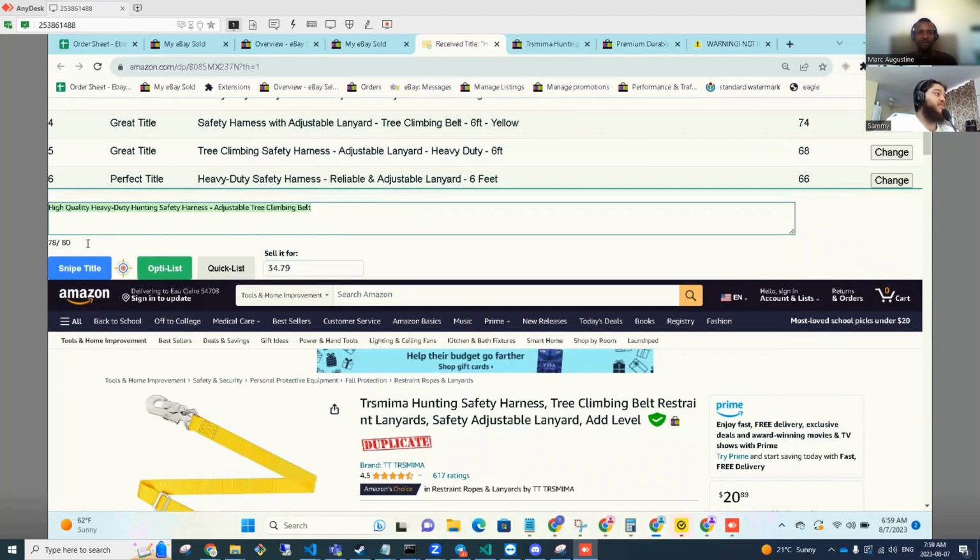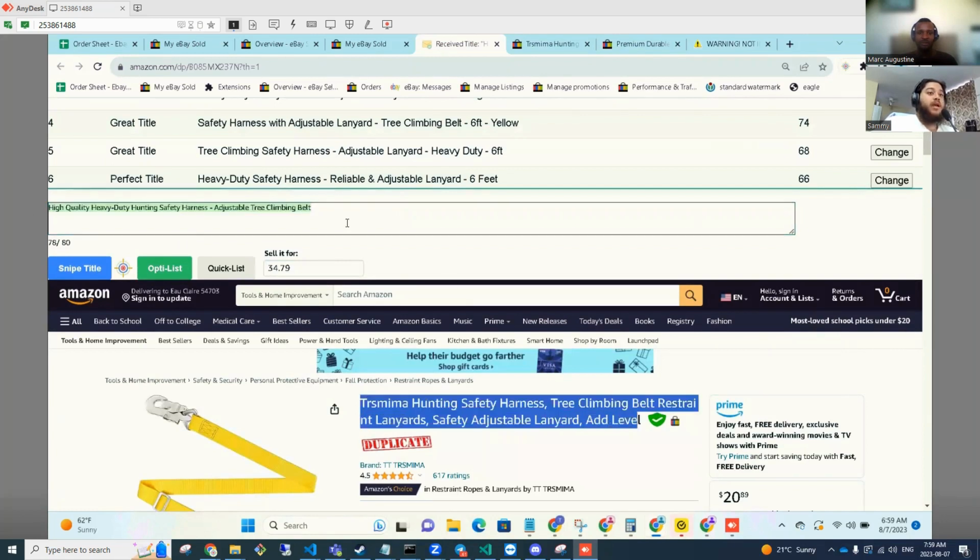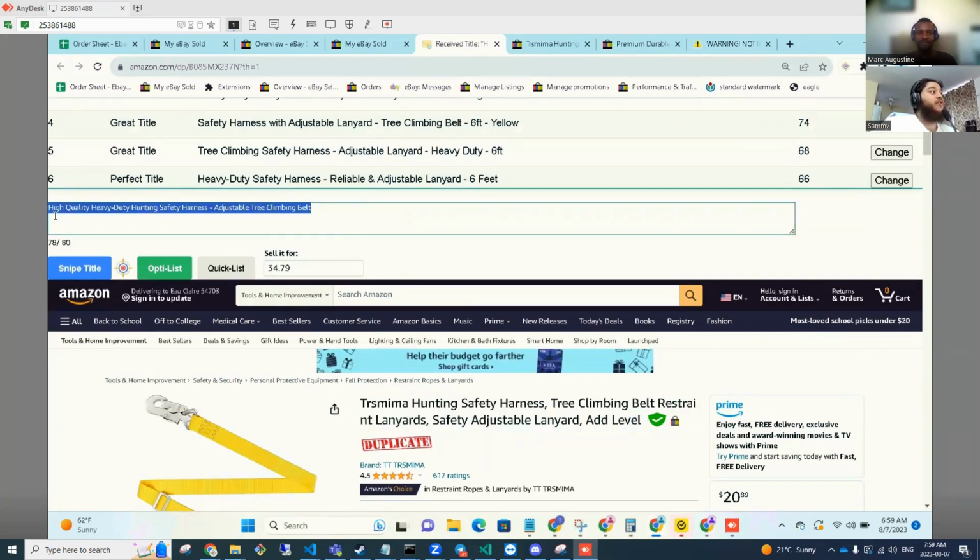It's 78 to 80 characters. High quality, heavy duty hunting safety harness, adjustable tree climbing belt. This is a much more readable, much more powerful title than this right over here. By the way, I would have put the 6 feet as well, because it gives the complete information to the buyer.